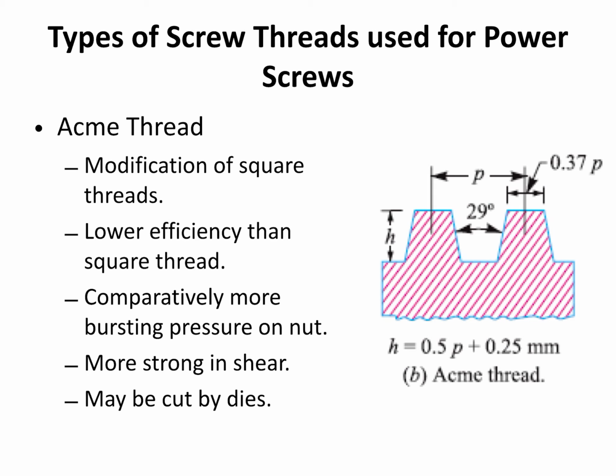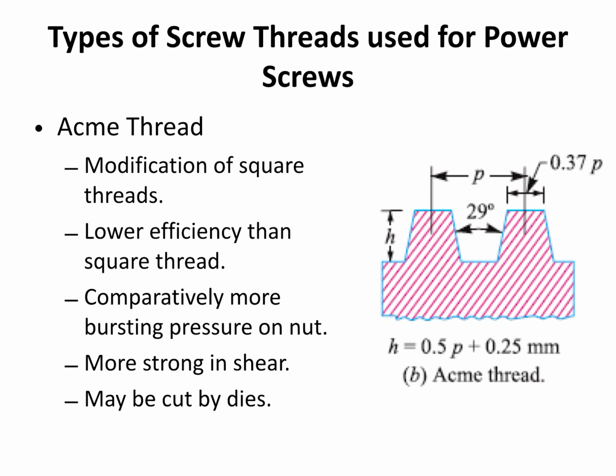But as we incline the walls, its efficiency is somewhat compromised, and that's why it has a lower efficiency than the square thread. Because of this, it induces comparatively more bursting pressure on the nut. So the bursting pressure induced on the nut during power transmission is more in this type of Acme thread. Whatever the advantages of the square thread were, those come as limitations of the Acme thread. But its advantage is that it is stronger in shear.